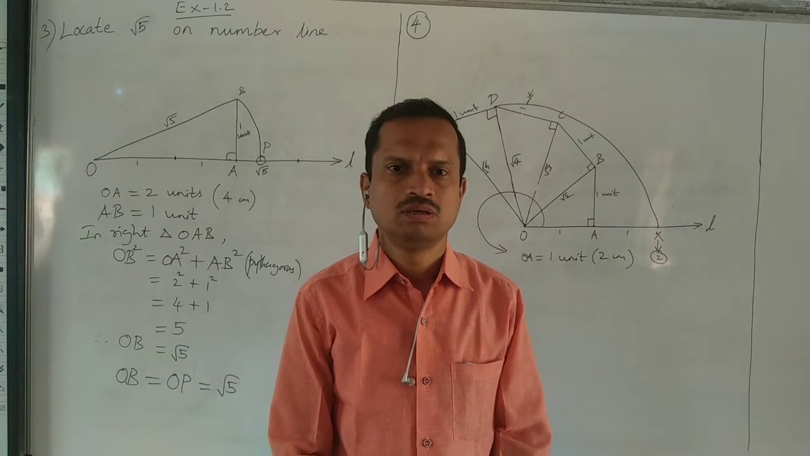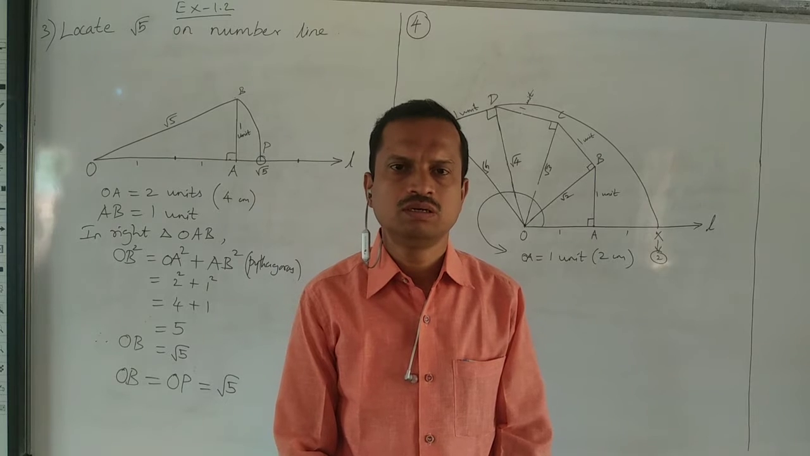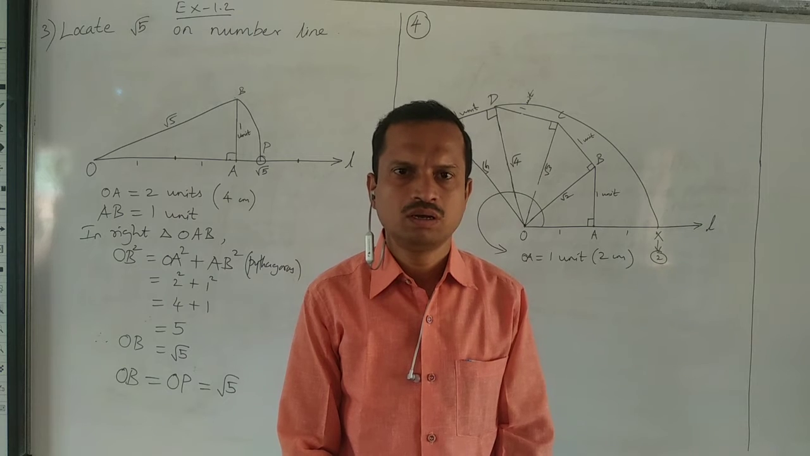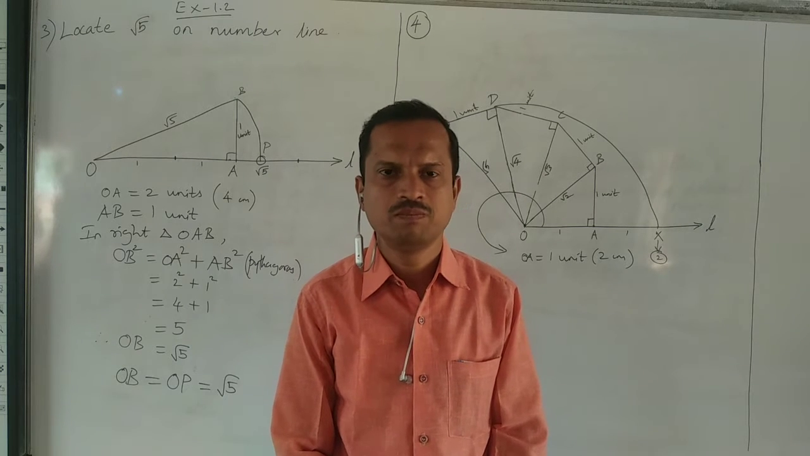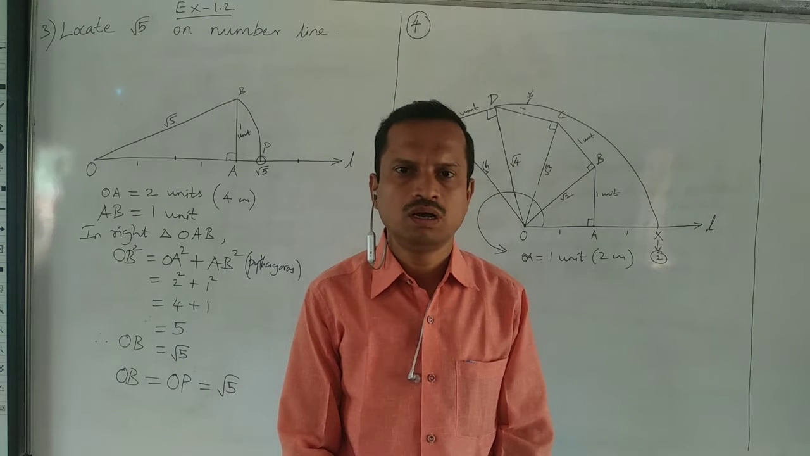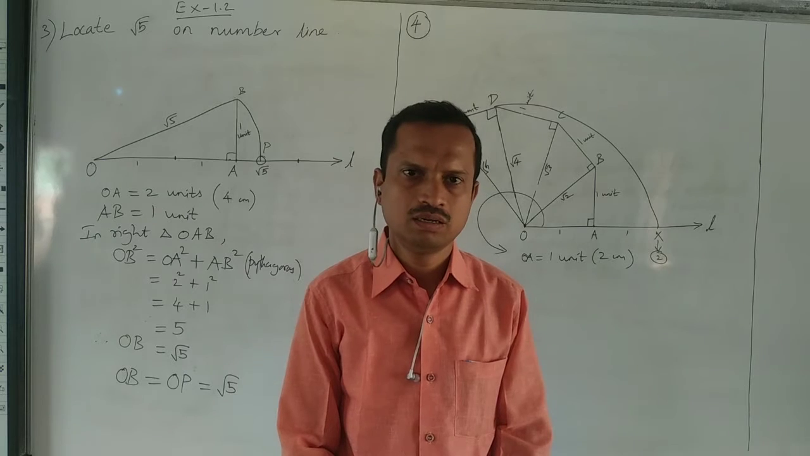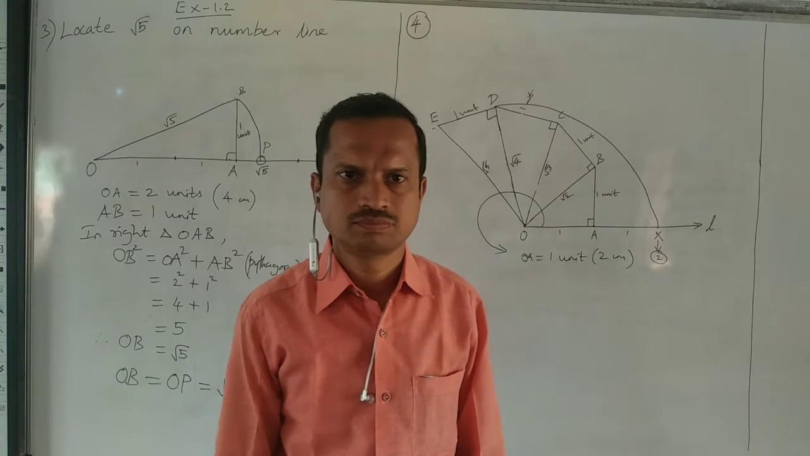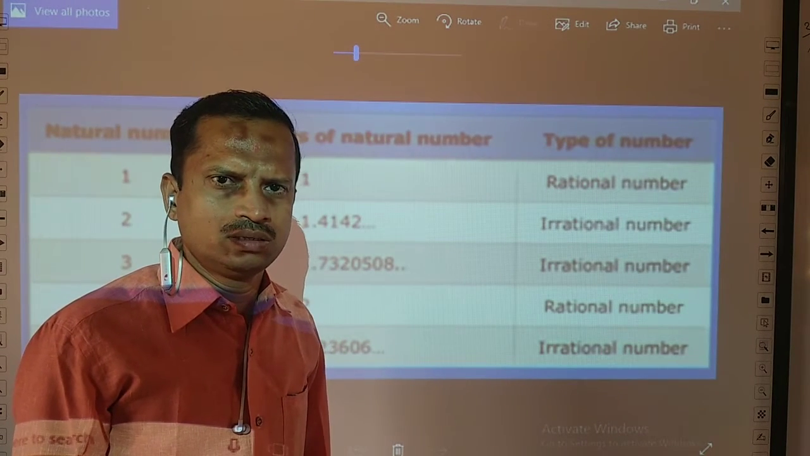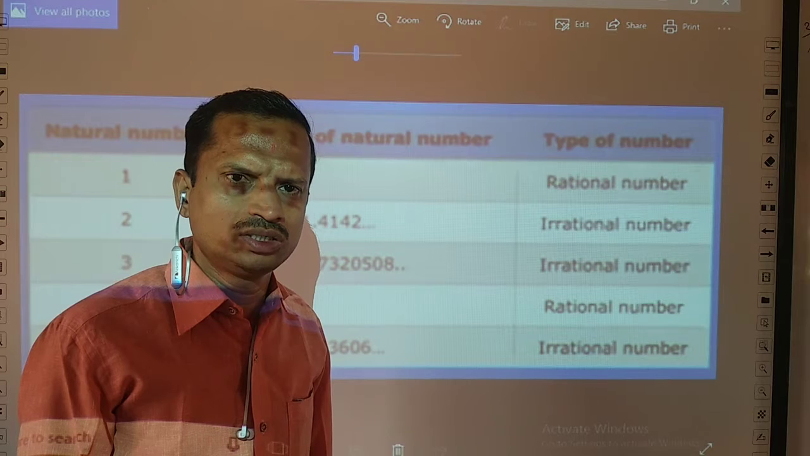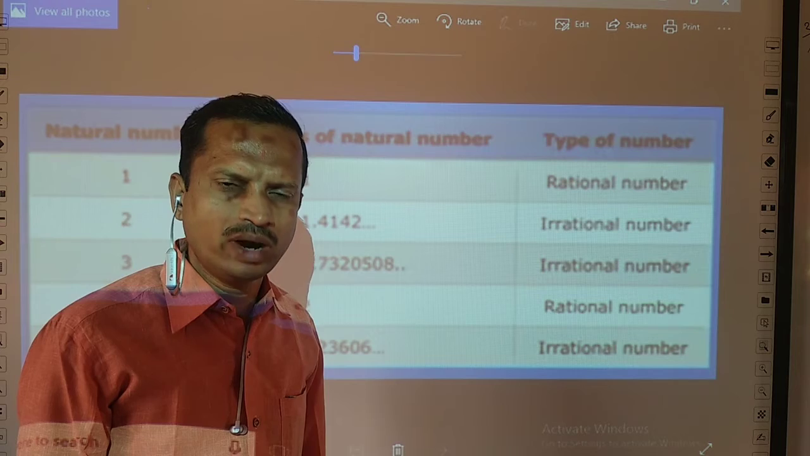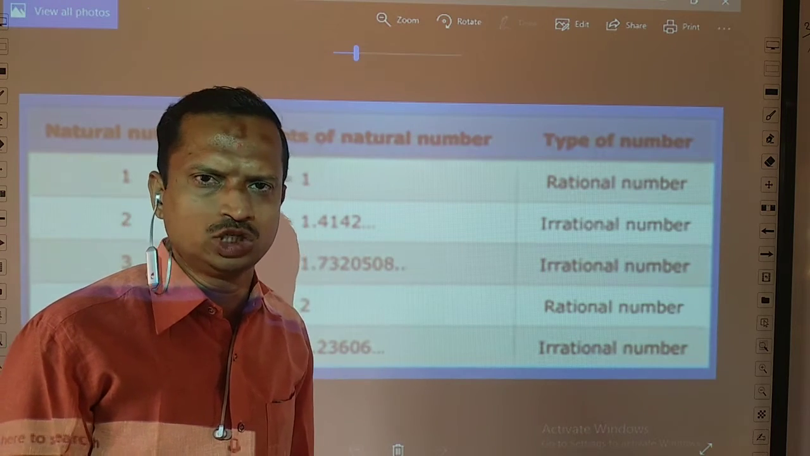Welcome students. Today we are going to see exercise 1.3 and 1.4 of our first chapter, number system. And let us recall what we have discussed in our earlier class. Now we will see what is a rational and irrational number, what the difference between them is, and how to find which is rational and which is irrational.